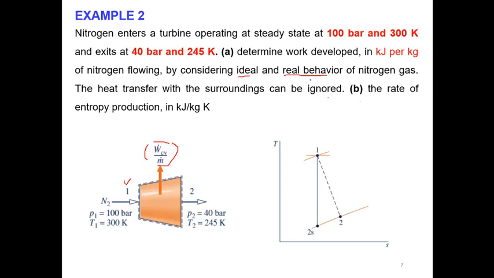So the question is, for the nitrogen gas, calculate this work output by considering the ideal behavior as well as the real behavior, so that you can compare between the work output calculation using ideal behavior as well as real behavior of the nitrogen gas. In part B, let's say there is an entropy production from here to here. Also calculate the change in entropy production using ideal behavior as well as real behavior.